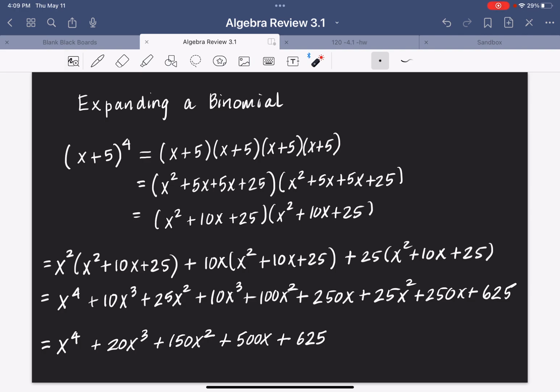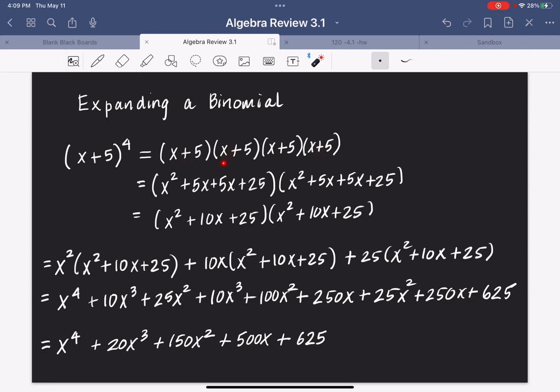Now let's talk about expanding a binomial. I want you to look at all the work that goes into expanding a binomial. I have x plus 5 to the fourth. And what we mean by expanding a binomial is a power of a binomial. So x plus 5 to the fourth means I would have to write this out 4 times.